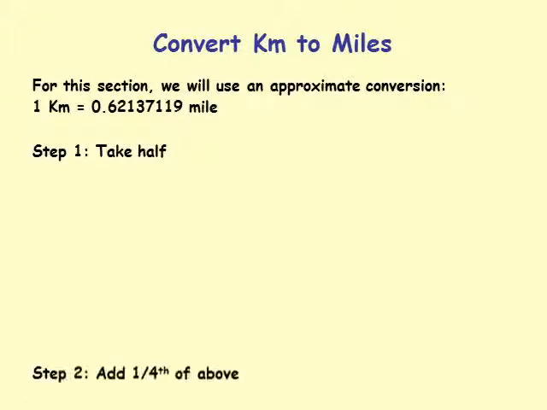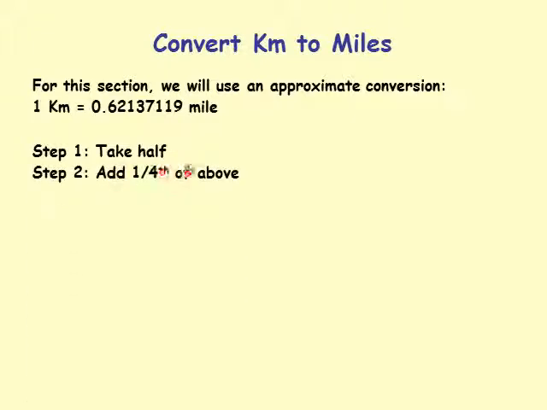First thing we have to take a half, then add a fourth of the number we got after the half, which is an eighth of the original number. And that's it.